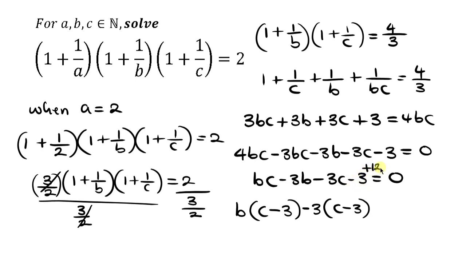But I can't just do that only on the left hand side. I will also be doing that on the right hand side. So I'll be adding 12 on the right hand side to balance that up. So this is equal to 12. So this simplifies into two factors. We have B minus 3 times C minus 3 equal to 12. Let's continue on the next slide.